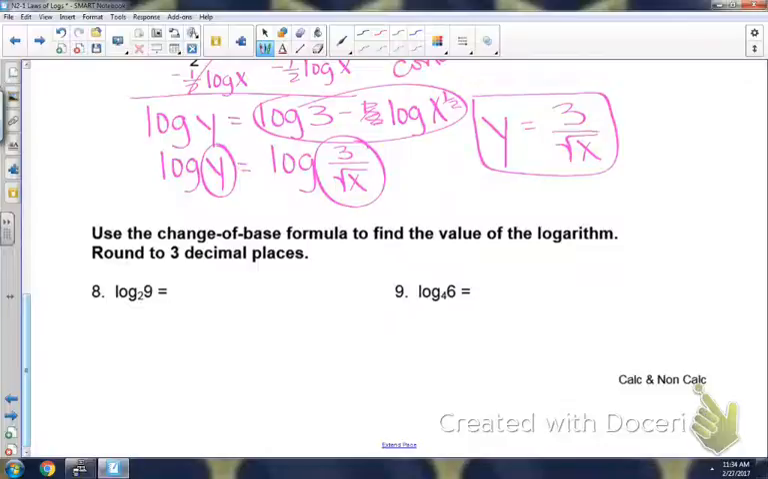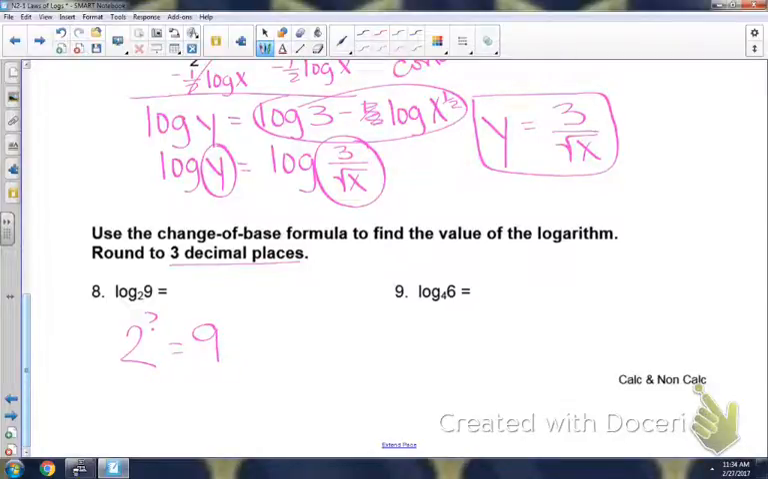Okay, the last two, we're going to use change of base formula to find the value of the logarithm. We're going to round to 3 decimal places. So the reason we're using the calculator or change of base formula is because the base is 2. We're wanting to figure out what the exponent would be in order to equal 9. So that would be a decimal there.